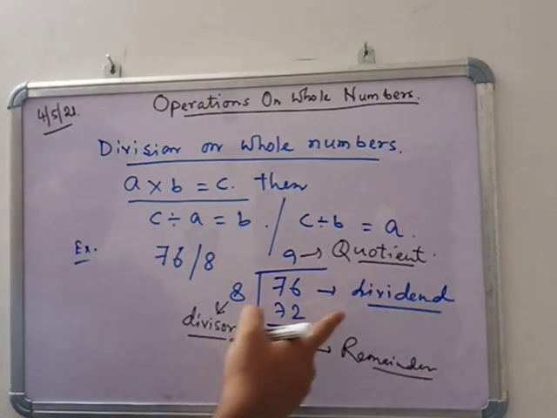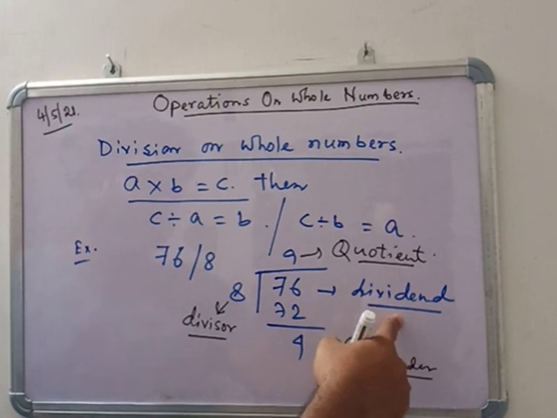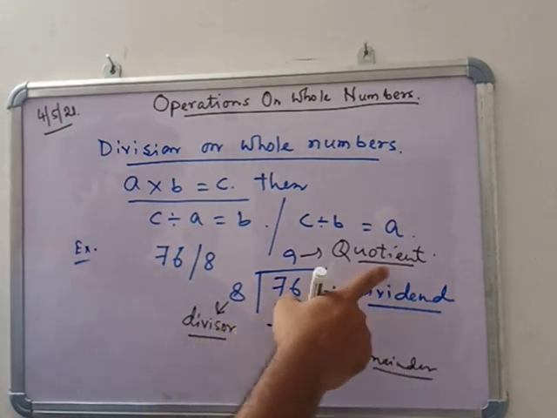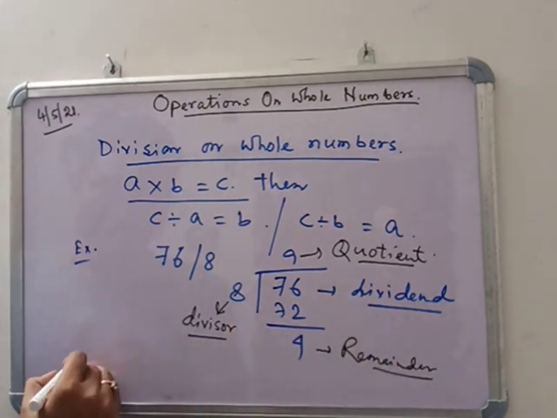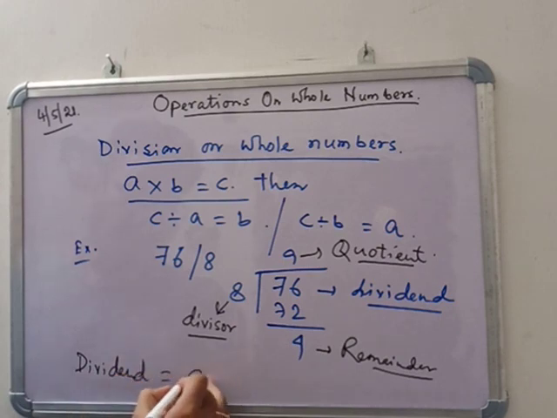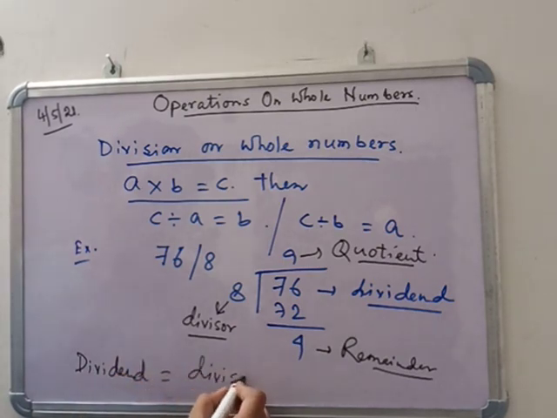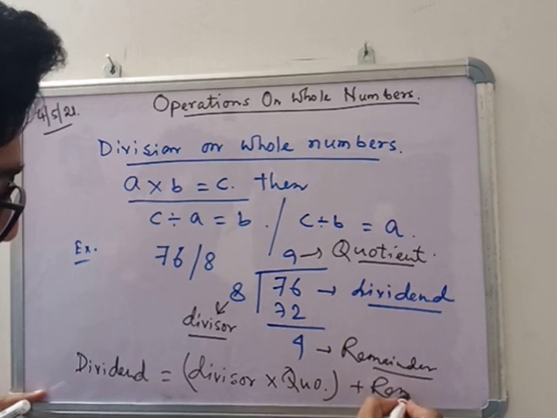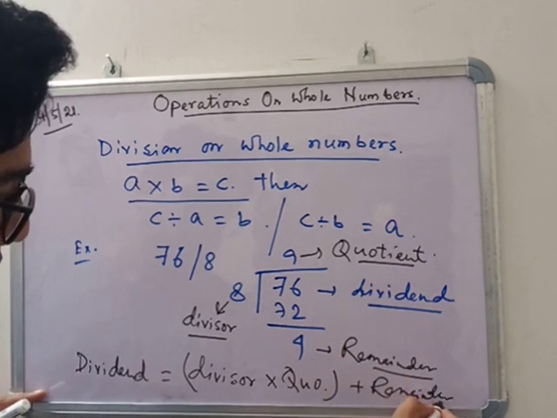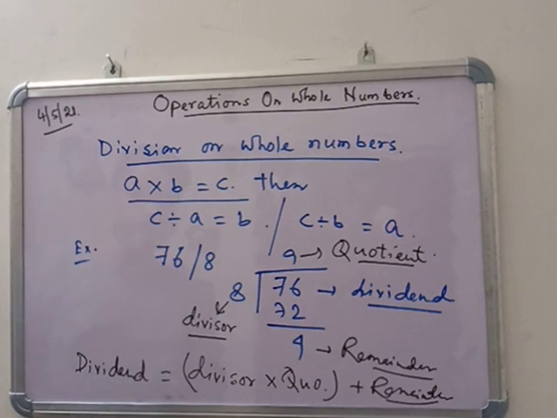So here we can say that dividend equals divisor into quotient plus remainder. This is a very important thing. Dividend equals divisor into quotient plus remainder.